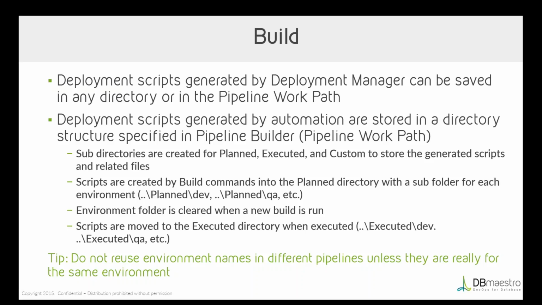So that's why we'll set up a working path and everything for the Pipeline Builder and show you how that works. What we do for Pipeline Builder is we create a specific directory structure. When the scripts are created, we create subdirectories called planned, executed, and custom. And then underneath those main folders, we create a folder for the environment name. So development, test, QA, prod, whatever those environments are. And then as the scripts are generated, we put them in that corresponding folder.